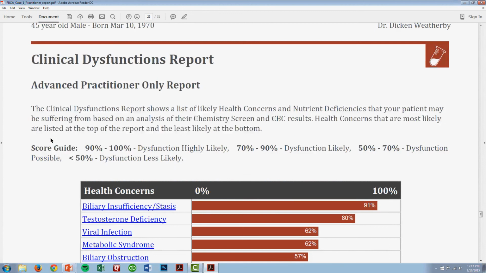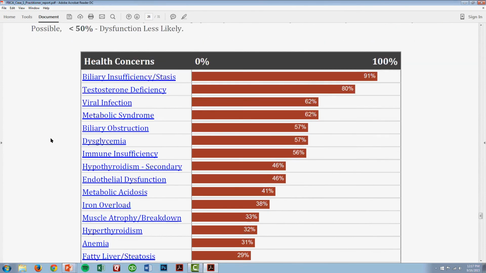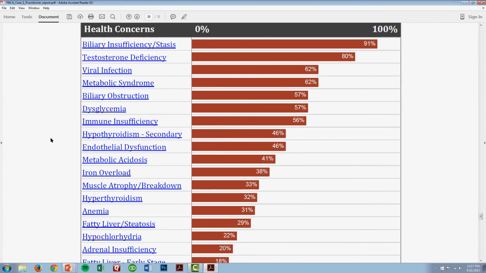And then we get the clinical dysfunctions report. This kind of drills down into those different organ systems. And it really is telling us that the gallbladder thing that this person's dealing with is probably biliary insufficiency. There's definitely a testosterone deficiency going on. The immune issue is a viral one. The blood sugar index was indicating a metabolic syndrome. The issue with the gallbladder is such that even the pattern for biliary obstruction is going up.